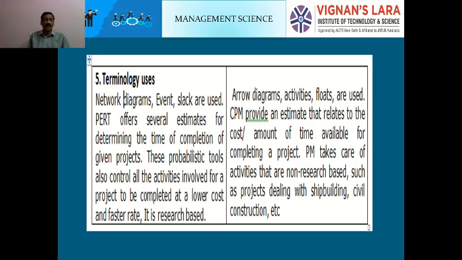That is, network diagrams and event slacks are used. PERT offers several estimations for determining the time of completion of given projects. That means time analysis. These probabilistic models also control all the activities involved for a project to be completed at a lower cost and faster rate.